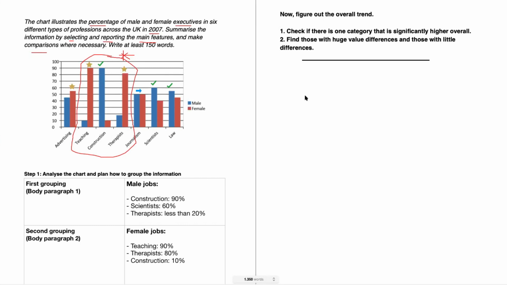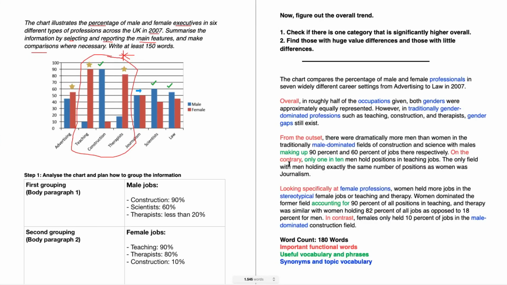Now let's look at our model essay. Okay, and again, I have split up our words into red, green, and blue. Again, our word count is 180 words, which is a great area to be at. Let's go ahead and look at this essay. So for our introduction, we have that paraphrase statement, and it says, the chart compares the percentage of male and female professionals in 7 widely different career settings from advertising to law in 2007.